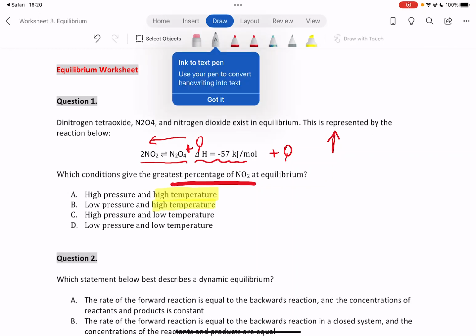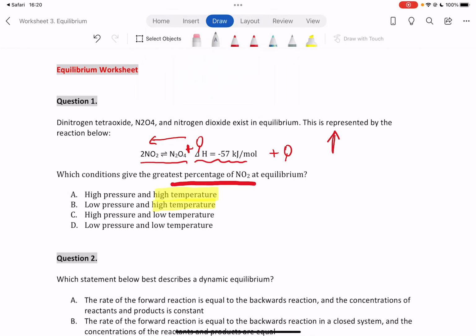Let's take a look at the pressure. For the pressure, let me take a note here. For the pressure, we need two main things. One of them is that it is the gas particles that are important, and the second thing is that more gas particles means we have more pressure.